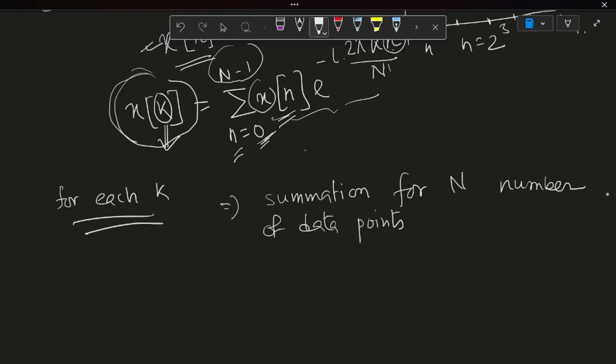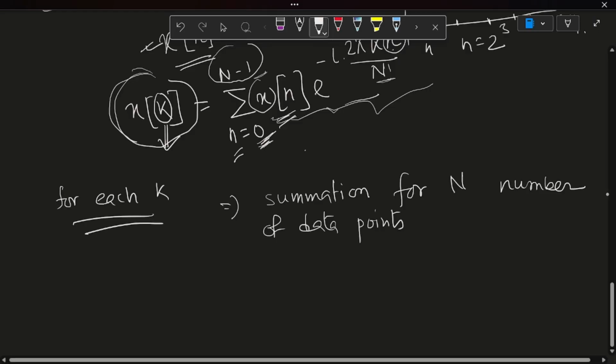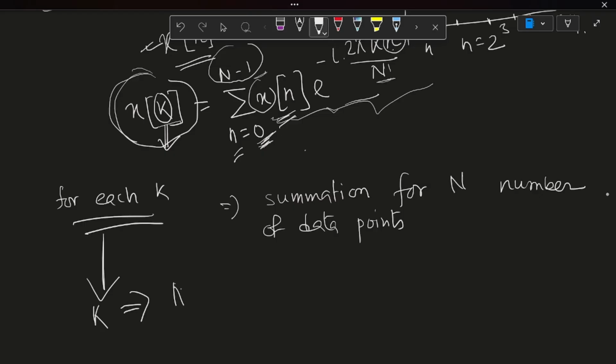Okay, so you have your x signal, and you have your x values from your data, and you will make the summation for n equal to 0 to n minus 1, and that will give you the value for a particular k. Now, up to how much k can you go? So basically, in the k also you will have n data points. So effectively you have to perform this summation n cross n times.